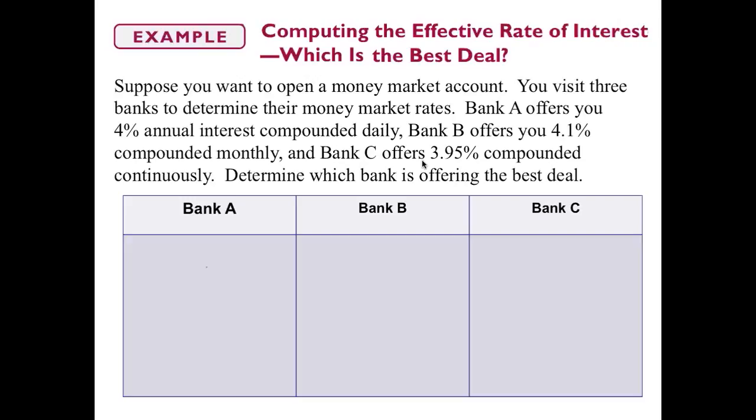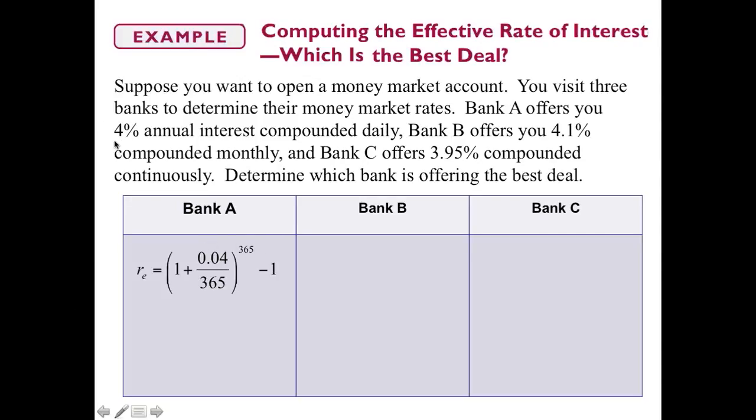So what this interest rate is called is the effective interest rate. The effective interest rate is the equivalent annual simple interest rate that would yield the same amount as compounding after 1 year. And essentially what it allows us to do is to fairly compare various types of investments.